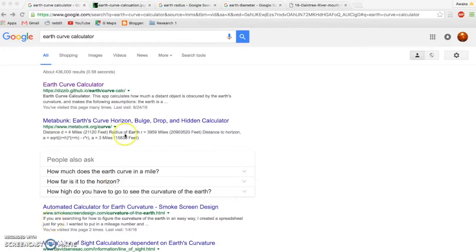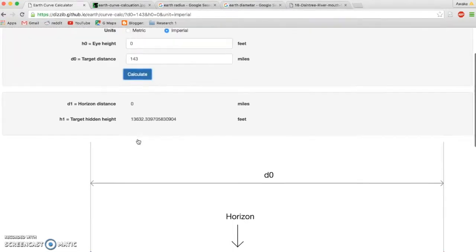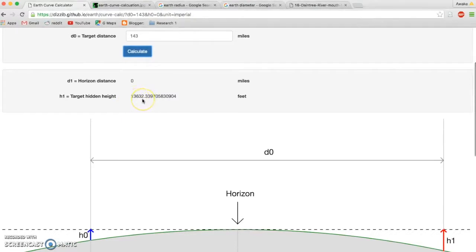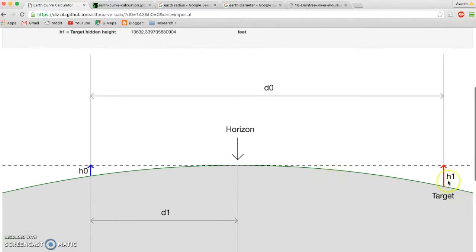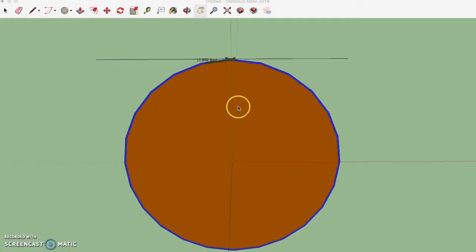So those numbers come from here. So we're back at the Earth curve calculator. We're going to check this out. We're going to set our eye height to 0 because we're looking at this from where the water of the river enters the Gulf, right down there at sea level. And the distance from the mouth of the river to my house in a straight line is 143 miles. So what that gives us is 13,632 feet of curvature. So H1 is right here, H1. So this is right at sea level. And if the Earth is a ball and it curves, this distance, H1 at 143 miles, is 13,632 feet.